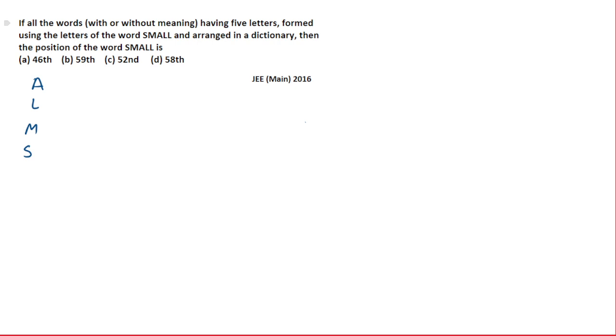So to get the position of the word SMALL, we need to find out the amount of distinct words that start with A, the amount of distinct words that start with L, the amount of distinct words that start with M, but also the amount of distinct words that start with SA and SL. Why is this? Because any word starting with SA or SL is above the word SMALL in alphabetical order.